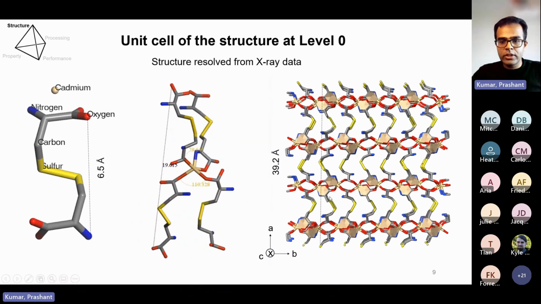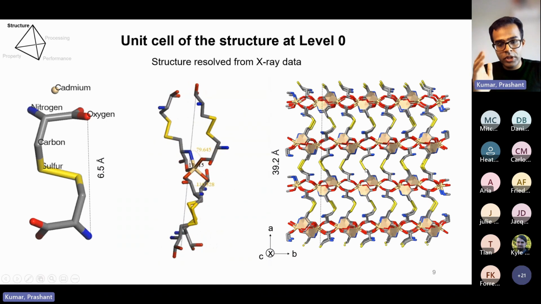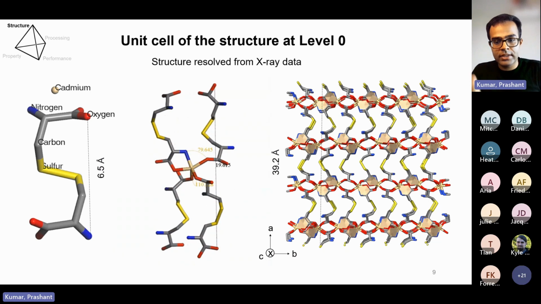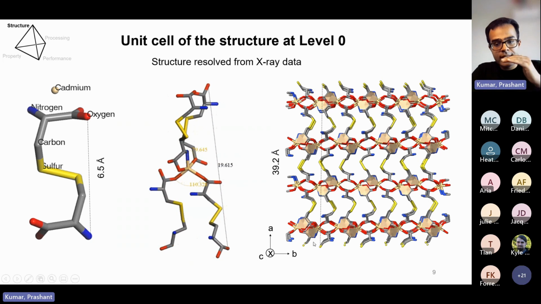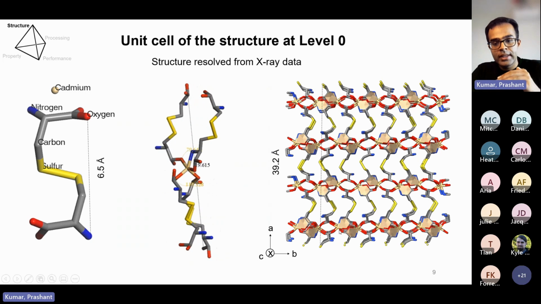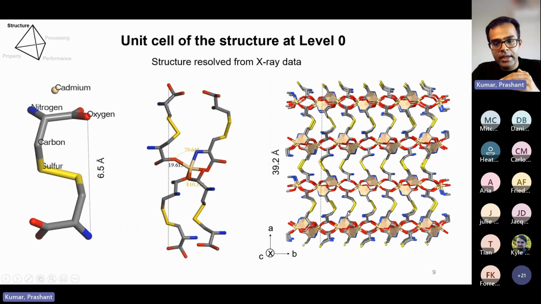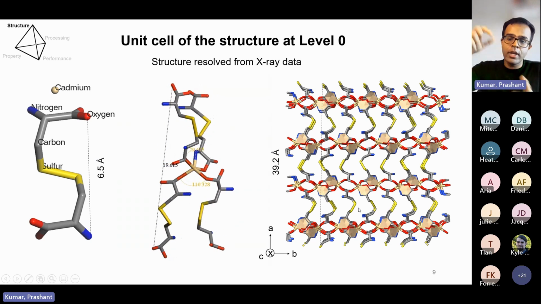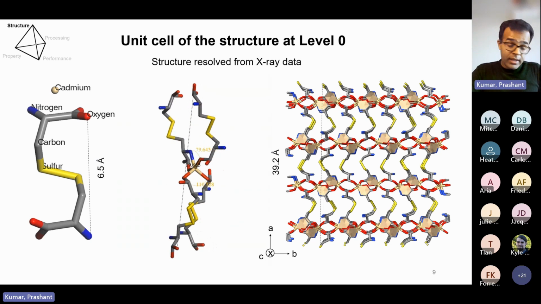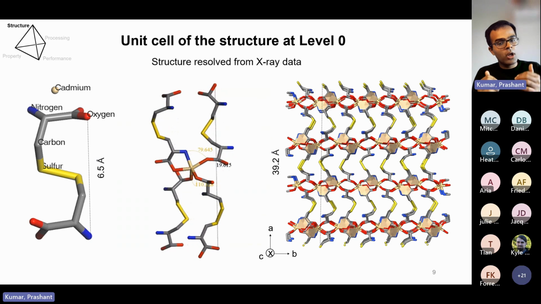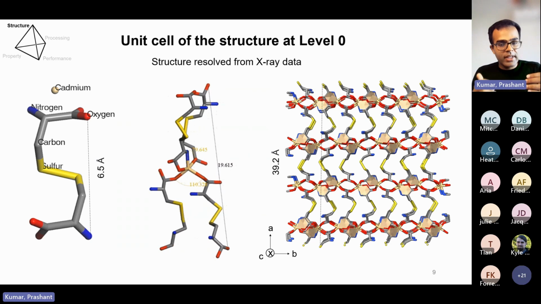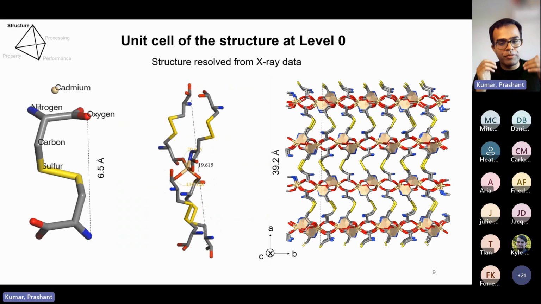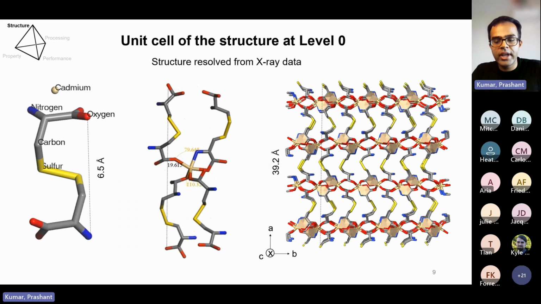The extended structure looks somewhat like this, where I'm showing you just a projection down the C-axis. If you look along the B-axis, there are layers of cadmium oxide present in this system, which are connected to each other by sulfur-sulfur dipeptide linkages. This was very interesting for us because we always thought that the system we were forming was cadmium sulfide, but after solving the structure, we found that it's actually cadmium oxide and not cadmium sulfide.